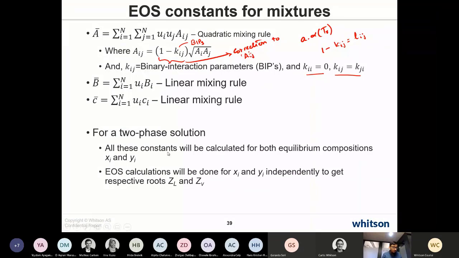Very good. So yeah, we were here. So how are the equation of state models applied for the mixture? We can see here that this average A is calculated with the A values of the individual components by a quadratic mixing rule. Then for average B, we have a linear mixing rule, and for average C, we again have a linear mixing rule. And these compositions can be a liquid phase composition or a vapor phase composition. So if we have, for example, two phases in a multi-component mixture, then we need to calculate this average A, B, and C for both phases.